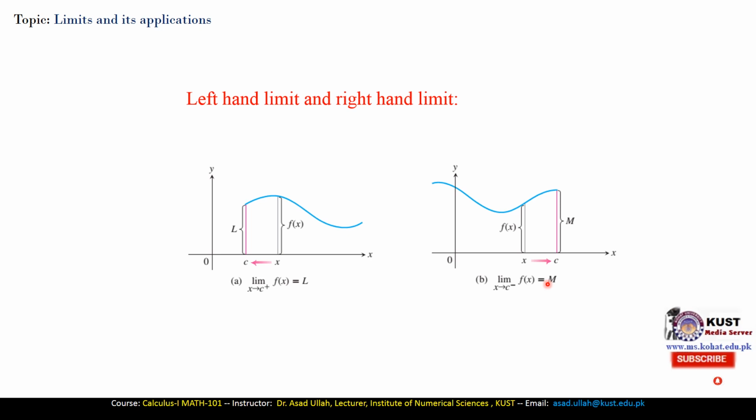Now, for the existence of the limit, the left limit and the right limit must be equal. If the limit on the right hand side is equal to L and the limit on the left hand side is also equal to L, then we say that the limit of the function exists at the point x equal to c.